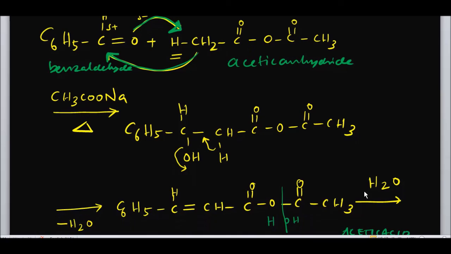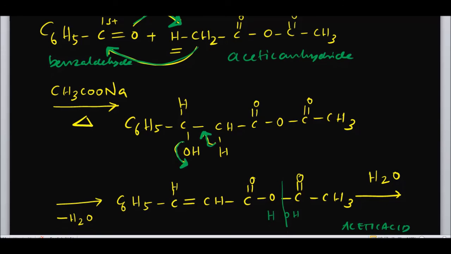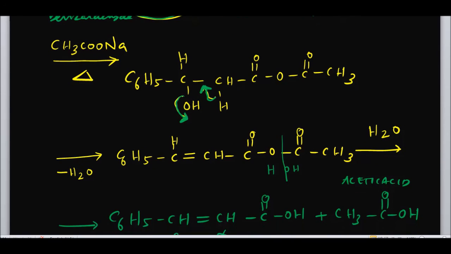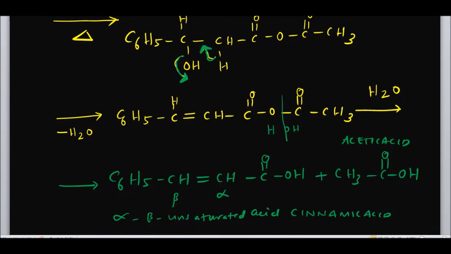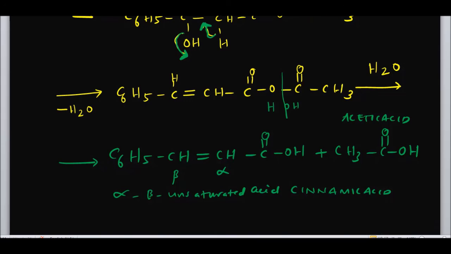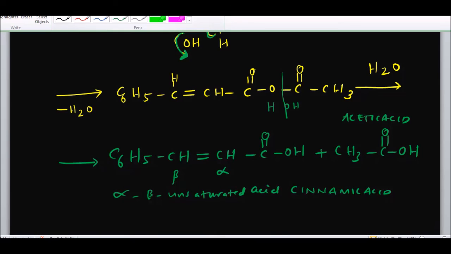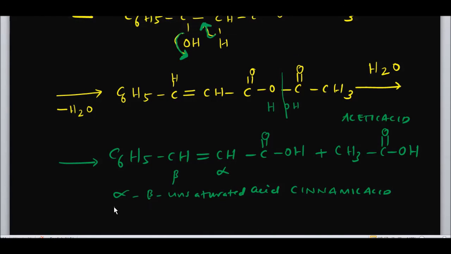When this is the alpha carbon, the next can be called beta. There is a removal of hydrogen followed by the removal of OH. The H2O is removed, and due to that you get an unsaturated compound. This compound on hydrolysis gives the final product, an alpha beta unsaturated acid. The compound's name is cinnamic acid, and this reaction is called the Perkin reaction.